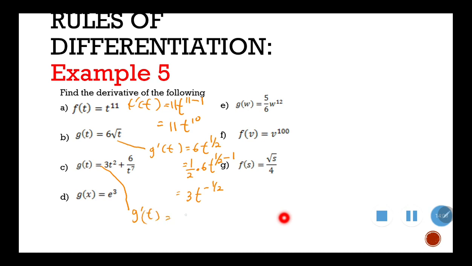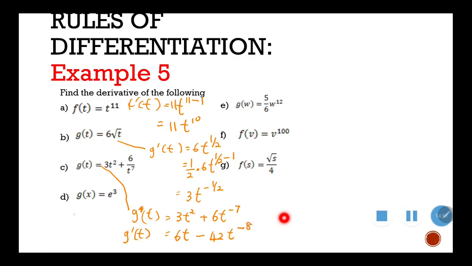So it can also be rewritten like this, 6t to the power of minus 7. Okay, this is not the differentiate yet. Now we differentiate it. Minus 7 times 6 is minus 42, and t to the power of minus 7 minus 1, you will get minus 8.